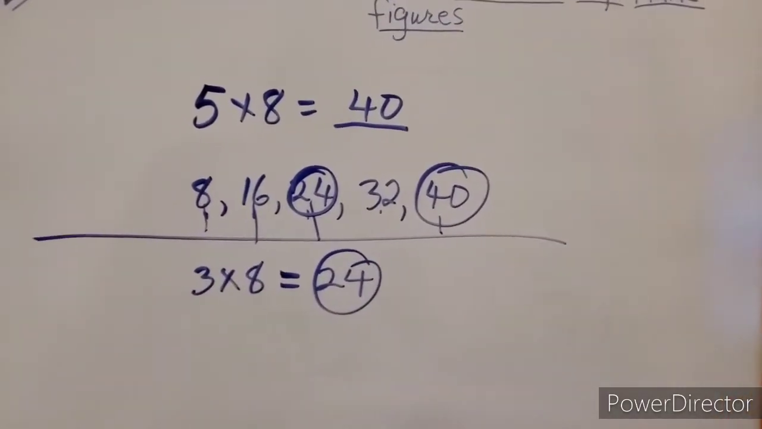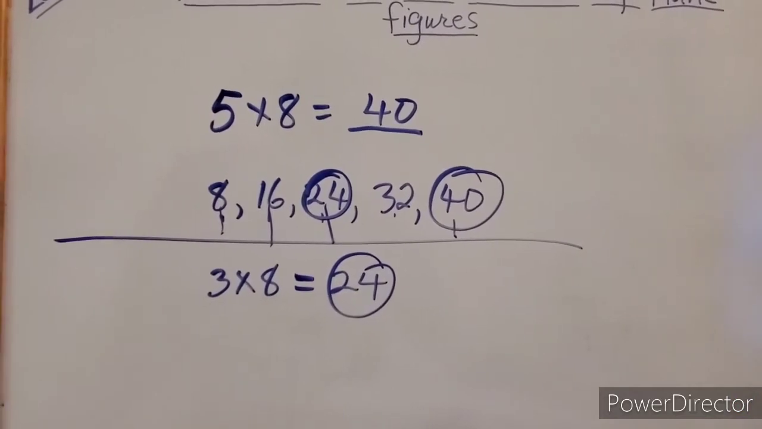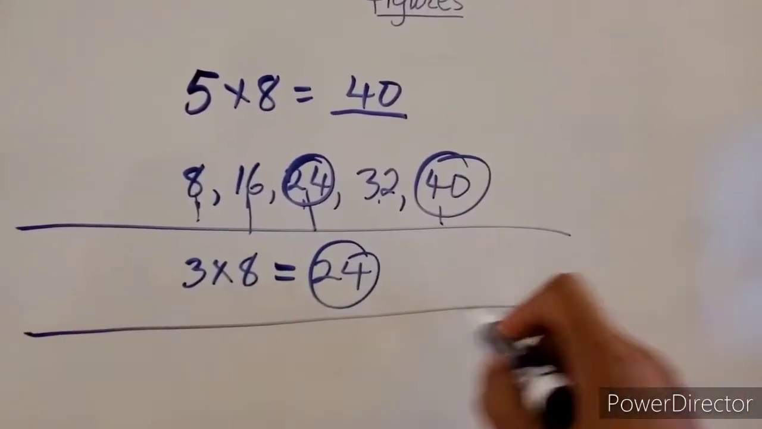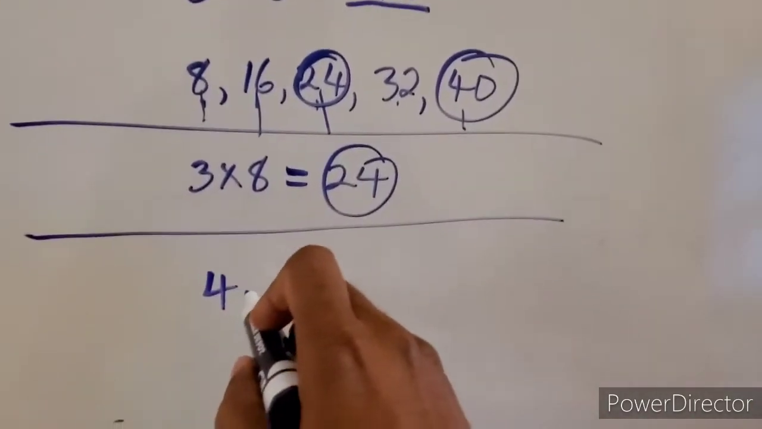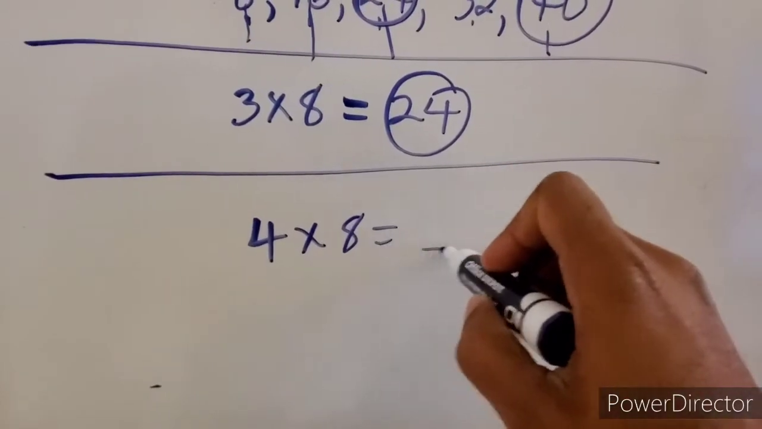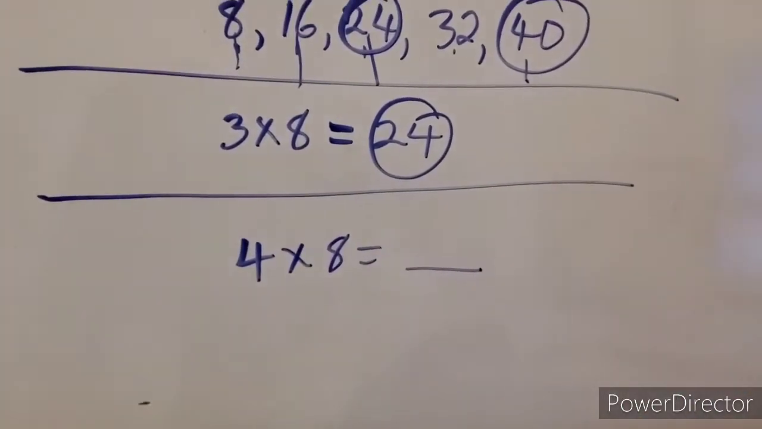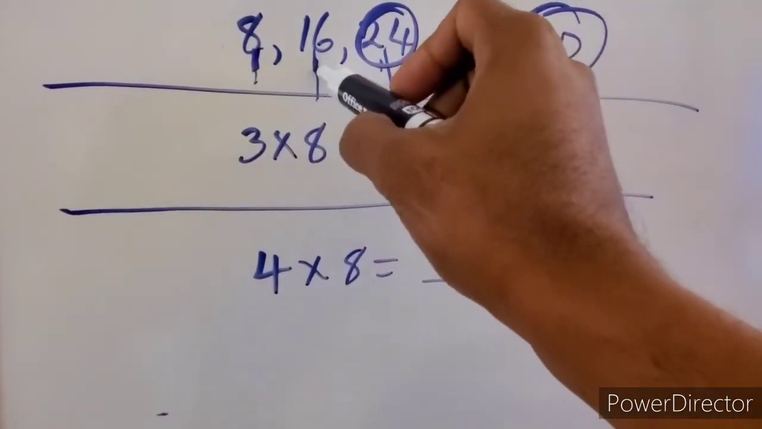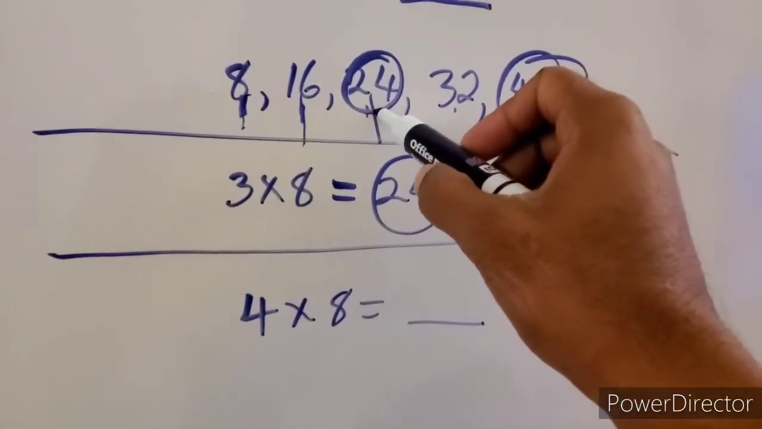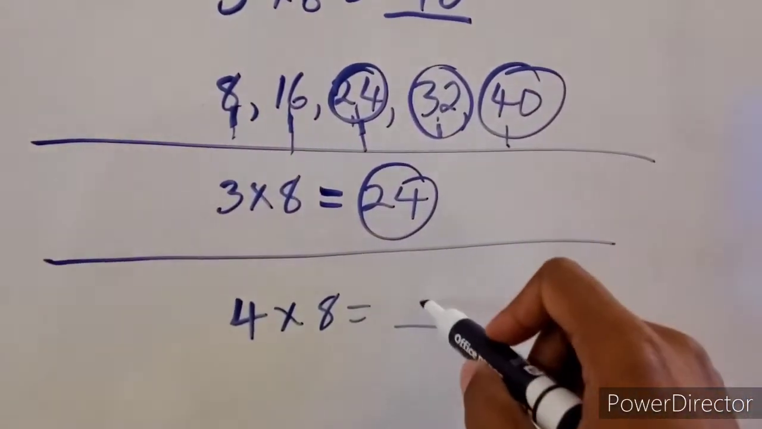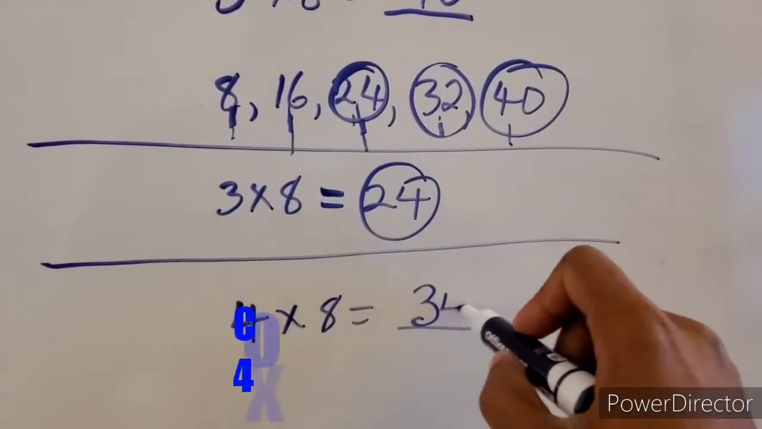You can also practice with 4 times 8. So let's draw a line and do 4 times 8 equals. You can count off also on your counting by 8 numbers up here. So 8 times 1 is 8, 8 times 2 is 16, 8 times 3 is 24, and 8 times 4 is 32. So 4 times 8 is 32.